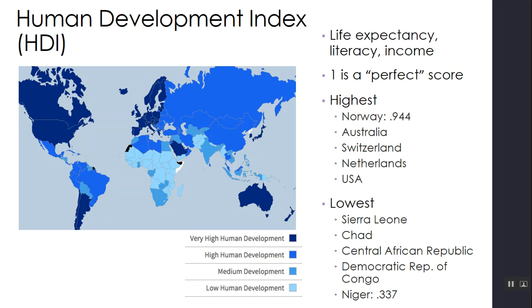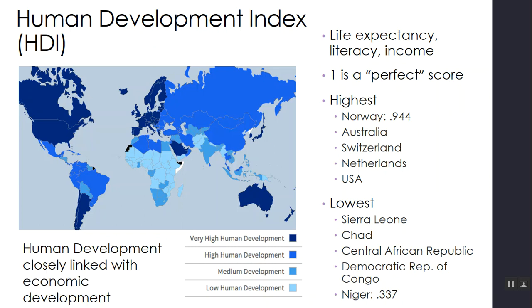The latest scores did not have Syria on there, but I guarantee you Syria right now has a very low human development index score, which it used to have quite a high one. Vaccination rates were very high in Syria, and now due to the civil war there, we see epidemics like polio on the rise.